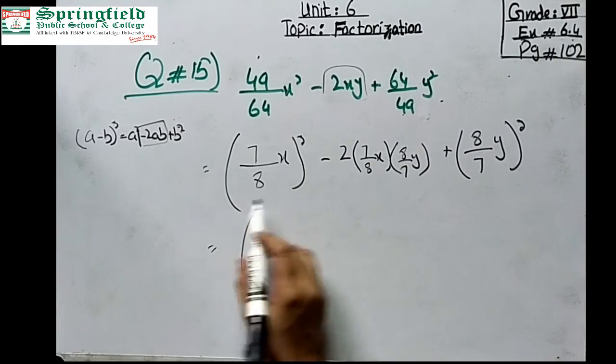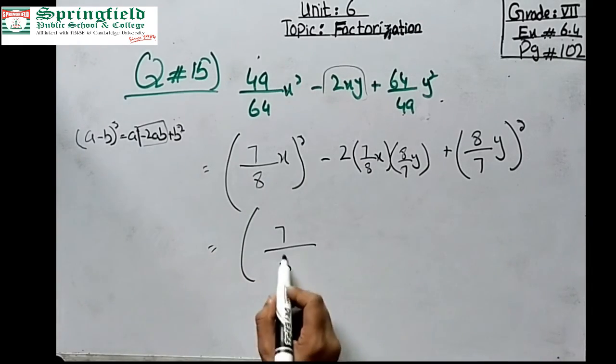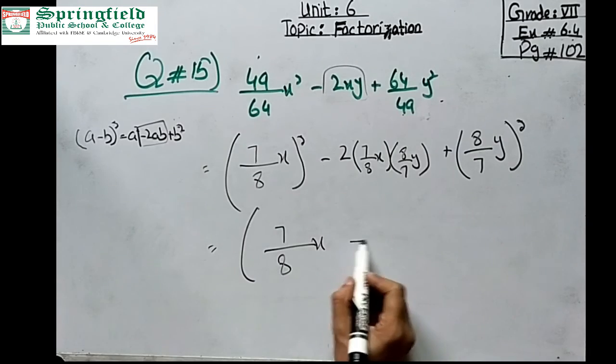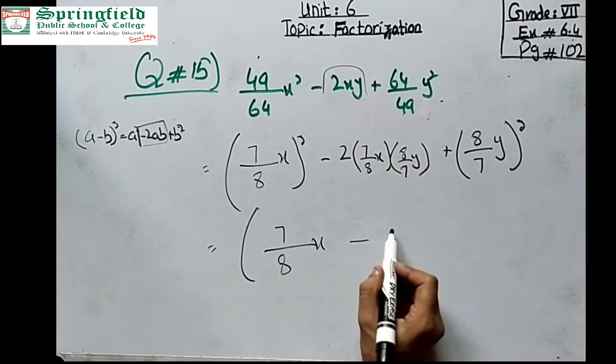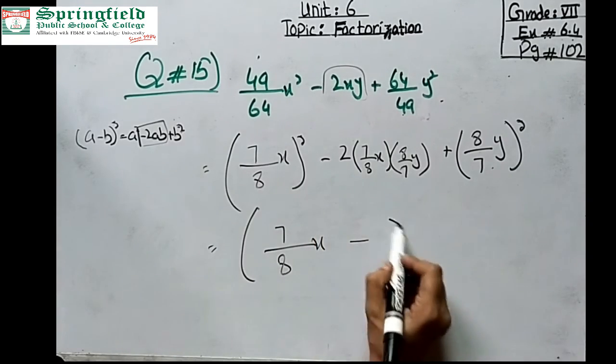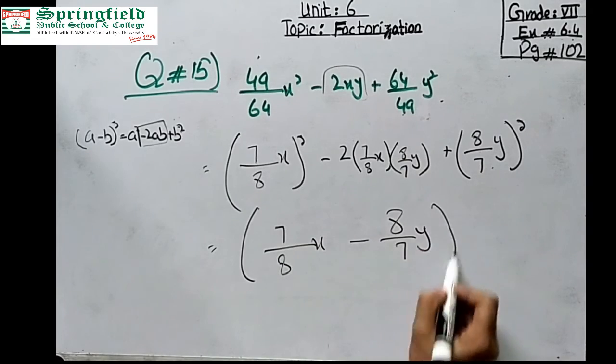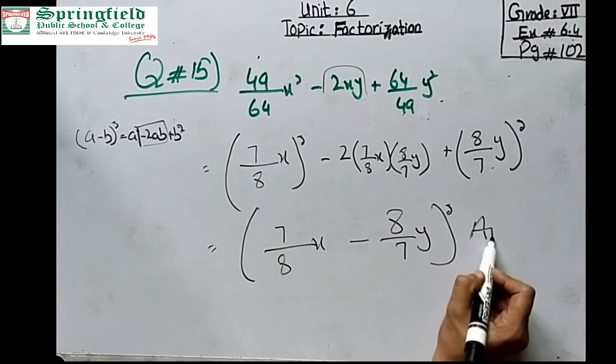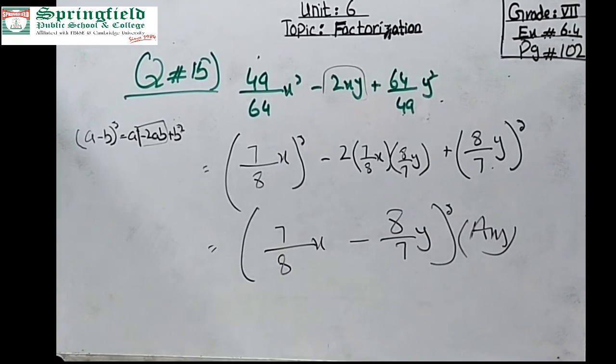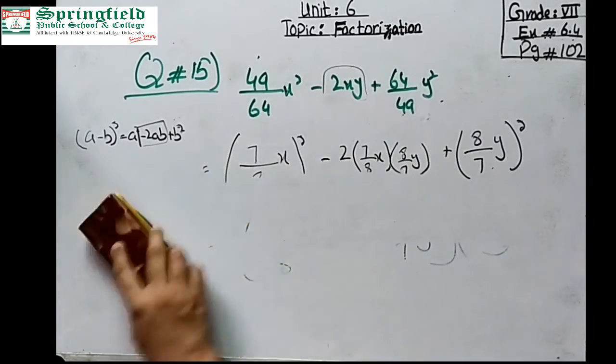So we can close this formula, so it can be written a minus b whole square, this is the minus formula, and this is your final answer. Understood, beta? Okay, now do the practice of the exercise questions in your notebook. Okay.